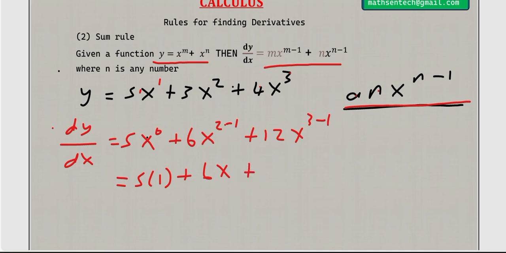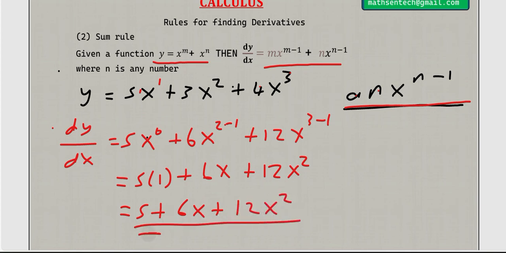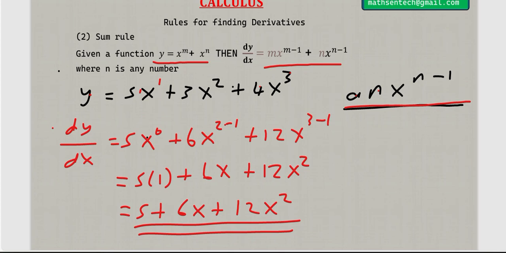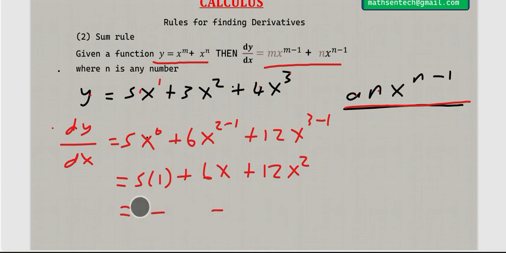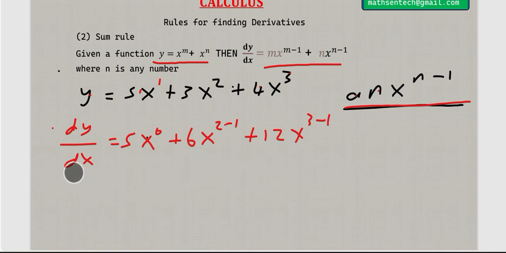Then plus 12x, 3 minus 1 is 2. So ideally you're going to have your answer being 5 plus 6x plus 12x squared. So this becomes your dy by dx of this function right here. So I hope that has sunk in very well. So now I'll still do one more example. One more example here.